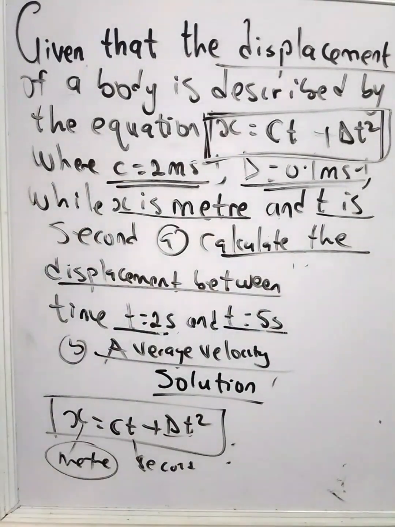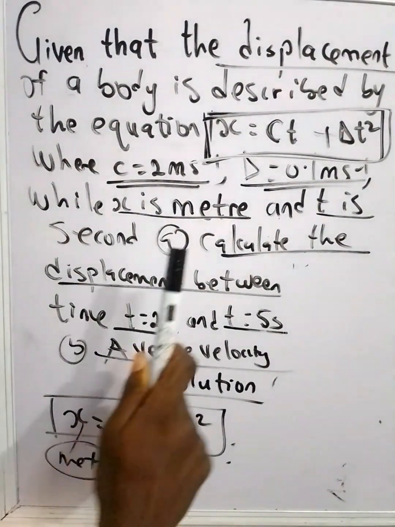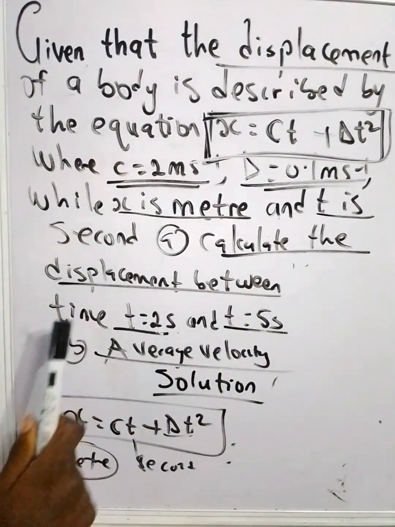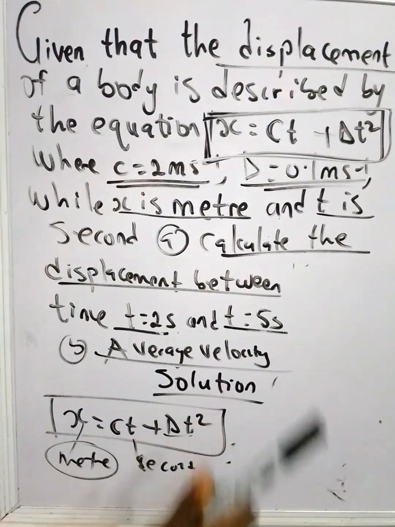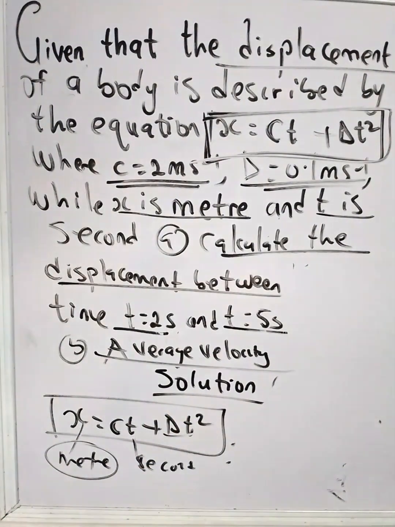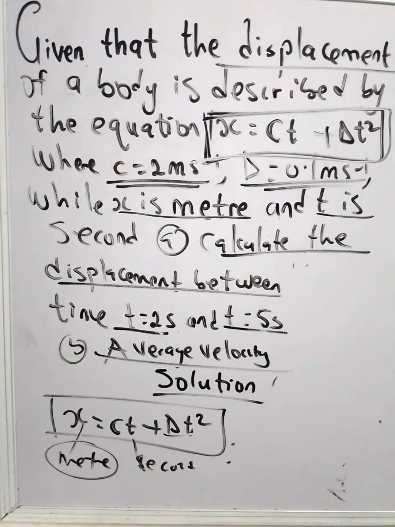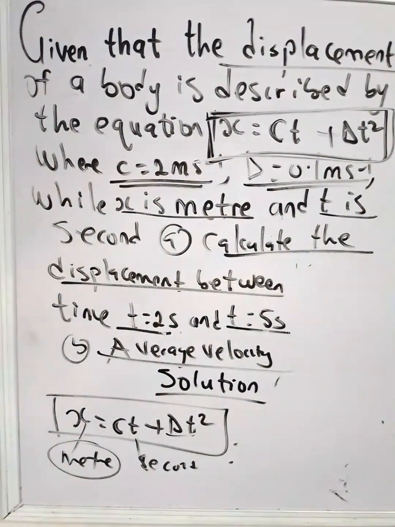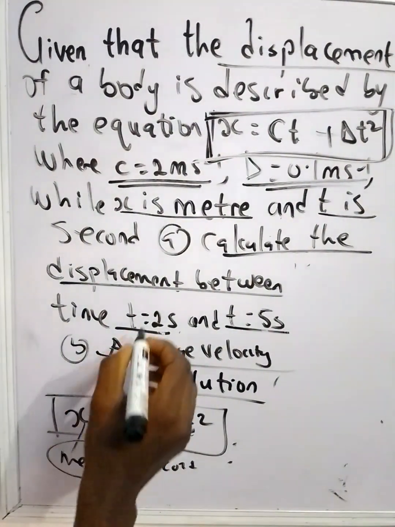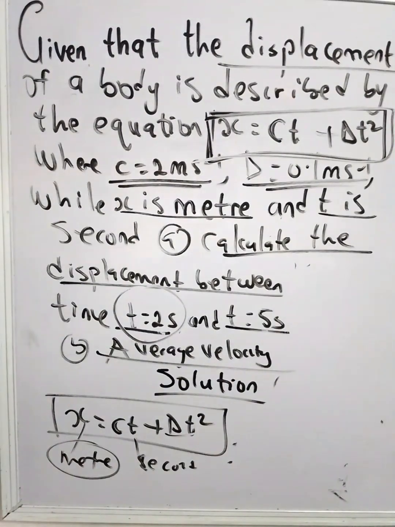You have to look for two things. You have to calculate the displacement between time t = 2 seconds and time t = 5 seconds, and you are also asked to calculate the average velocity. Whenever you are calculating the displacement between two times, you will first calculate when t is 2 seconds and when t is 5 seconds. Are you getting my point?